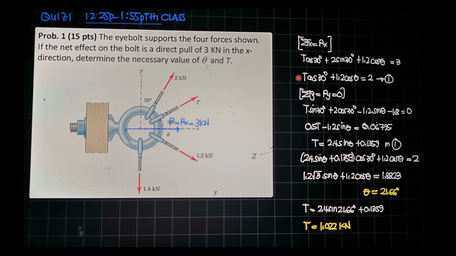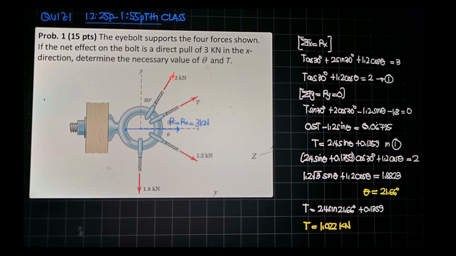So for our equation analysis, summation of forces in x equals Rx. In fact, it is also equal to R because the resultant is directed rightward, and therefore there's no y component of the resultant. So beginning with T, the horizontal component of T is T cosine 30 degrees.